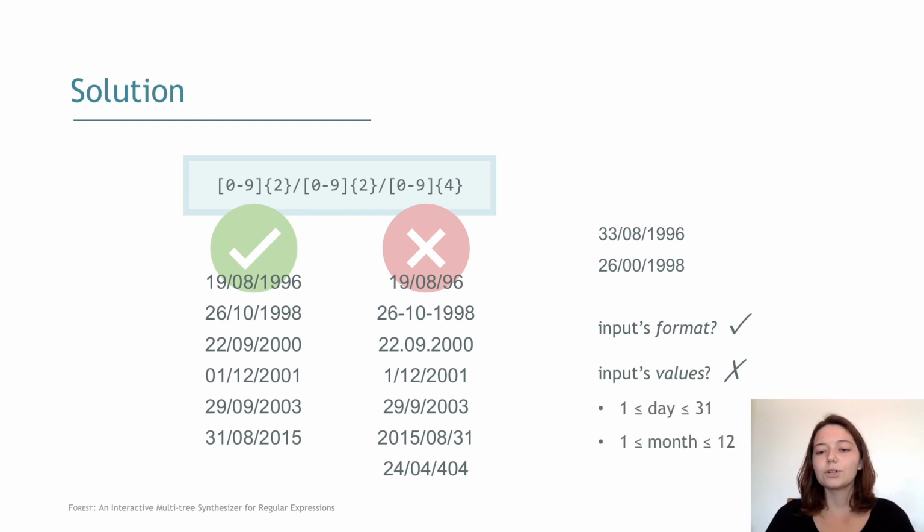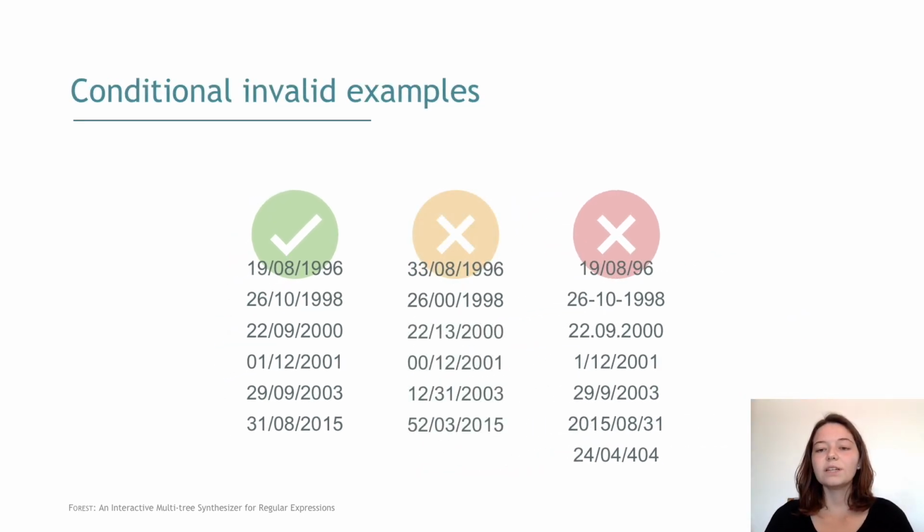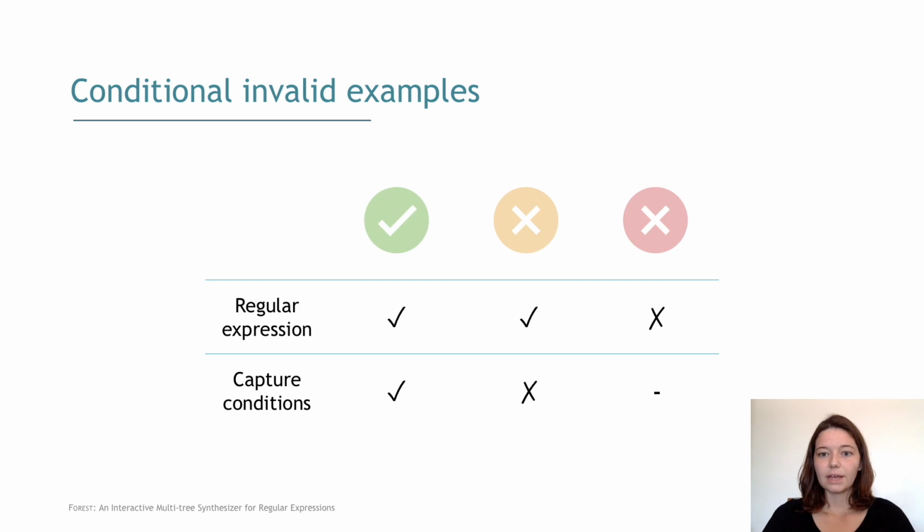Then we want to ensure that our dates can only have days between 1 and 31 and months between 1 and 12. We ask the user to provide one additional set of examples, conditional invalid, which are wrong due not to their format, but to their values. Then, we add to our validation a new component, the capture conditions. Our previously synthesized regex invalidates the set of invalid examples, whereas the capture conditions invalidate the set of conditional invalid examples. In the end, their conjunction allows only the valid examples, as was our goal.